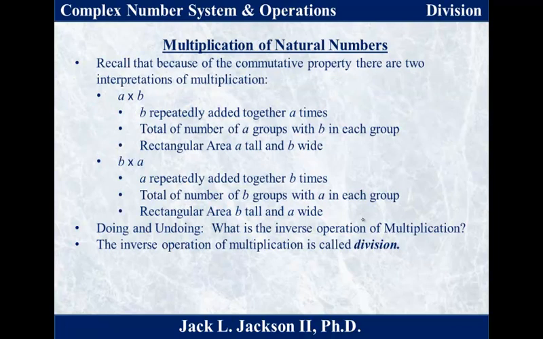Now let's go back to multiplication here just a minute. And think of natural numbers here. So because of the commutative property, there are two interpretations of a multiplication. Remember, A times B and B times A give you the same answer. A times B, remember, we're thinking of as taking B and going B plus B plus B, A times. So A B's added together. In other words, a total of A groups with B in each group. And that forms a rectangular area, A tall and B wide. Whereas B times A, here we're thinking of the A that we're adding over and over again, A plus A plus A, B times. So B groups and A in each group. That's a rectangular area again, but this one's B tall and A wide.